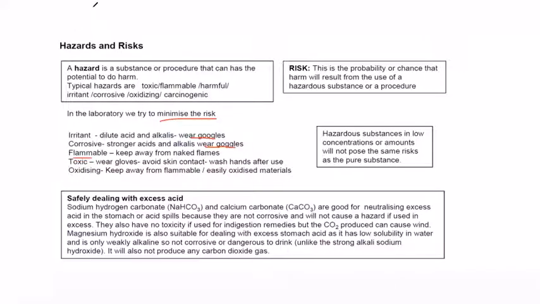So these are the things we are carrying out. Why is it important to learn these factors? So that you can identify what precautionary or safety measure you should take to minimize the risk. Hazard cannot be minimized. Hazard is there, but risk can be reduced. Then, for a hazardous substance in low concentration, like something toxic, we should use a low concentration or low amount, so it will not pose the same risk as the pure substance.